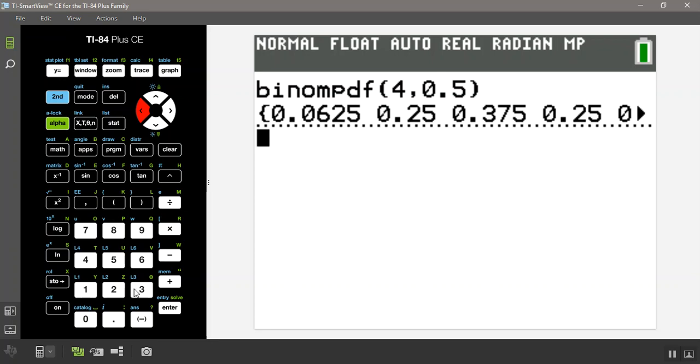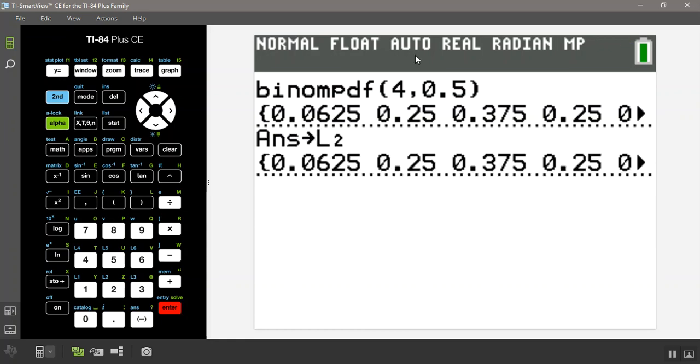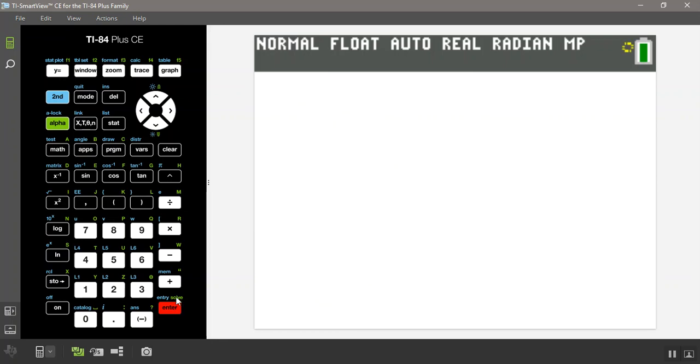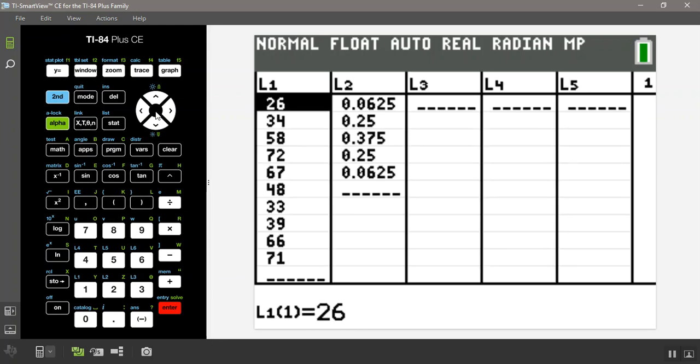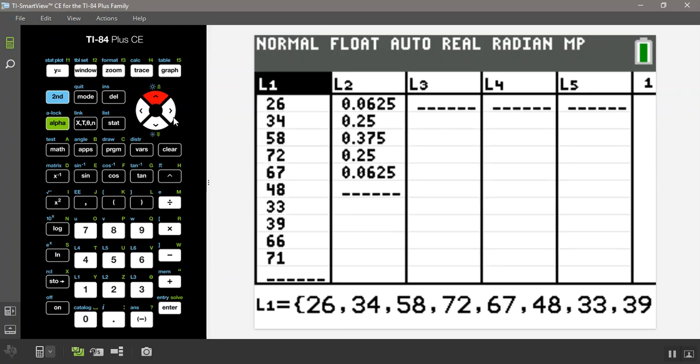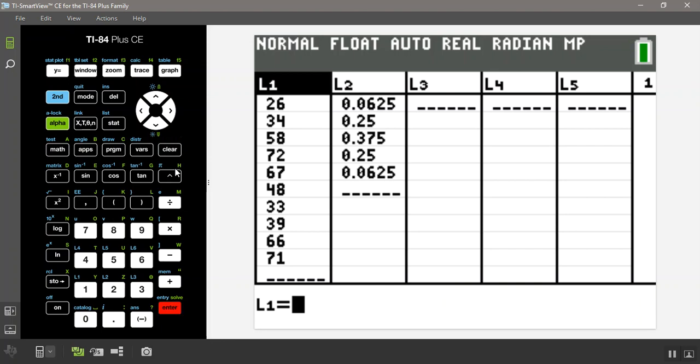So what I might recommend is that you store, that's hitting the store button here. It says, I'm going to take that last answer of yours, and I'm going to store it. I'm going to tell it to store it in L2, second 2, enter. Fine, doesn't look like anything. But now when I go back to stat edit, because L2 of course is in stat edit, look at what I've got. It shows me those probabilities right there in a column.